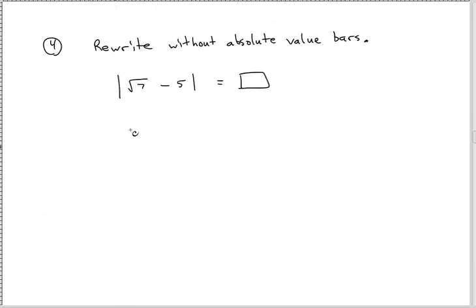Okay, number 4. It says, rewrite without absolute value bars. So that's kind of a little weird. I don't know what they're asking for here. And I got to make a recommendation at this point. So there are a few questions that will be confusing in the way they're asking it. And this is a perfect example.